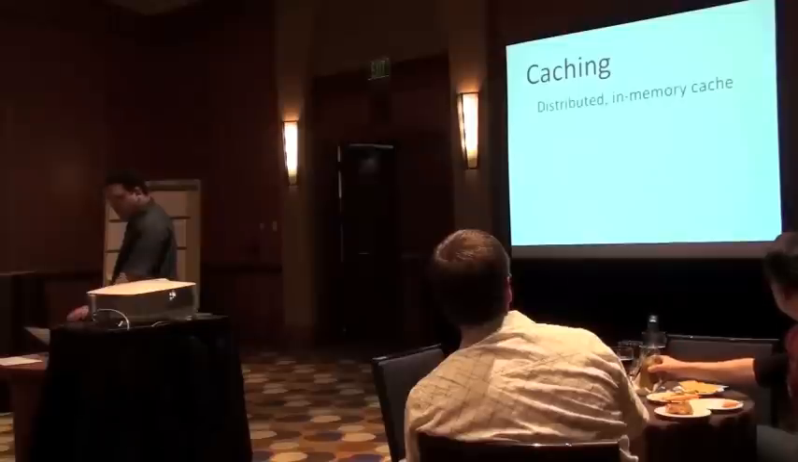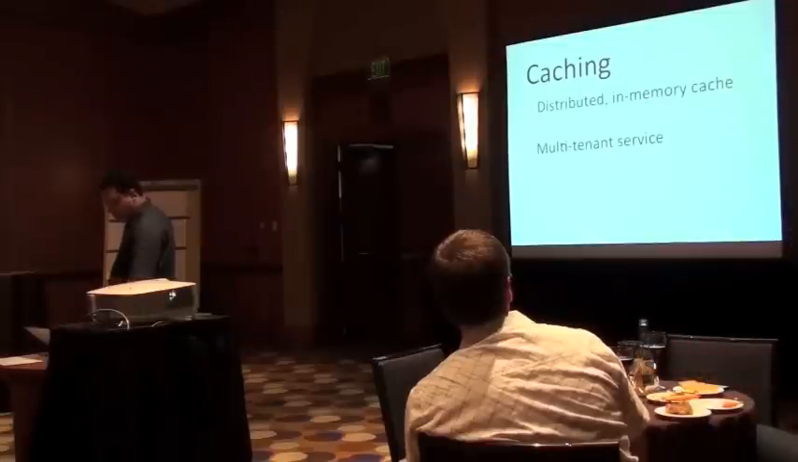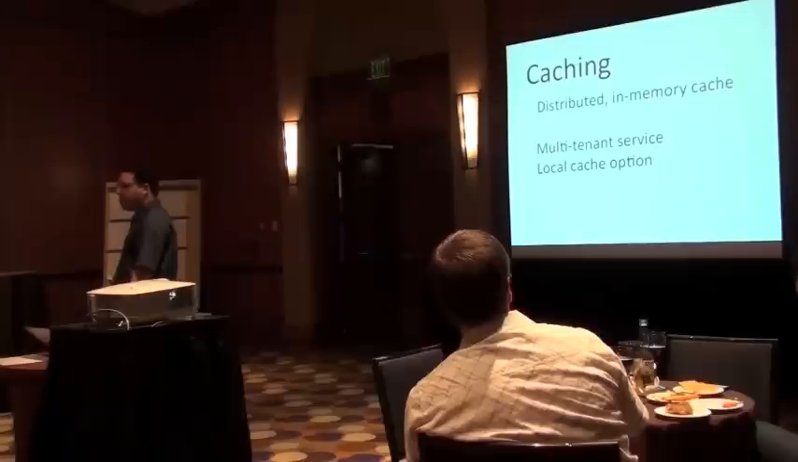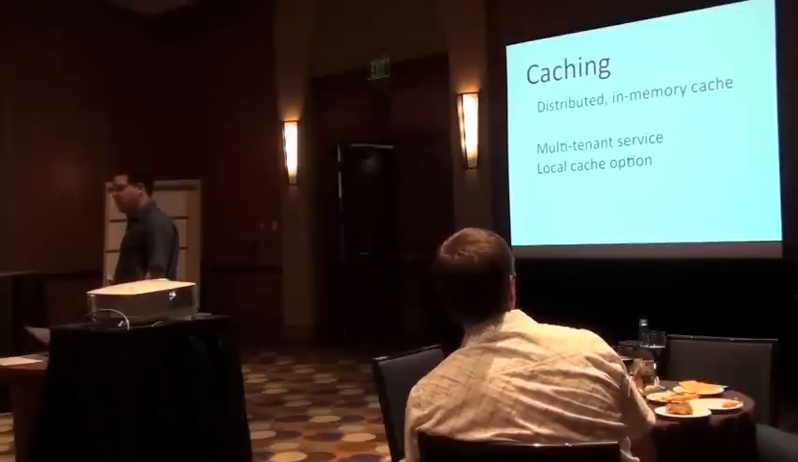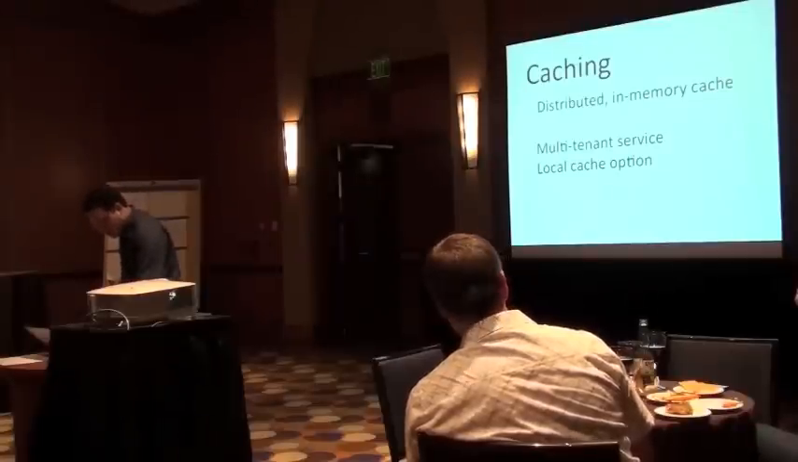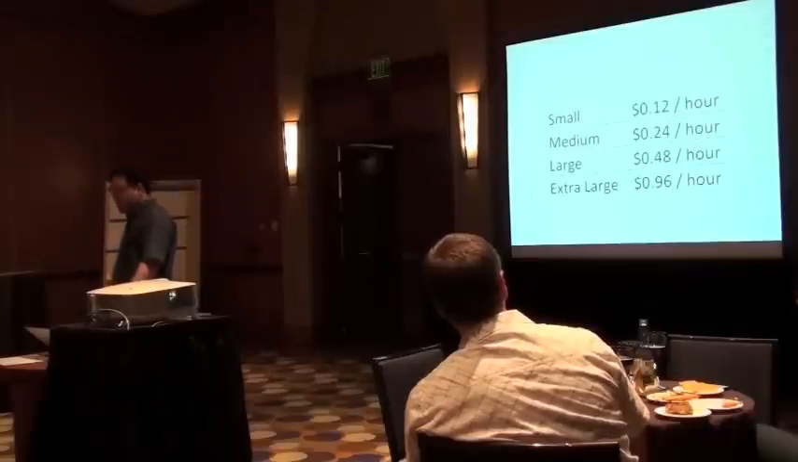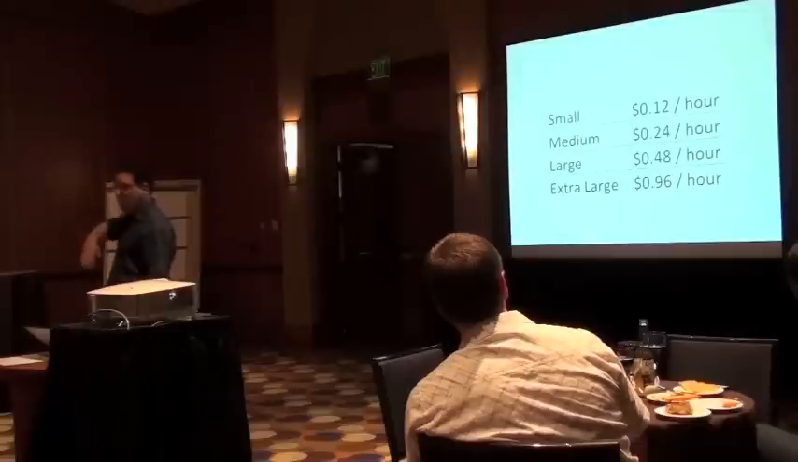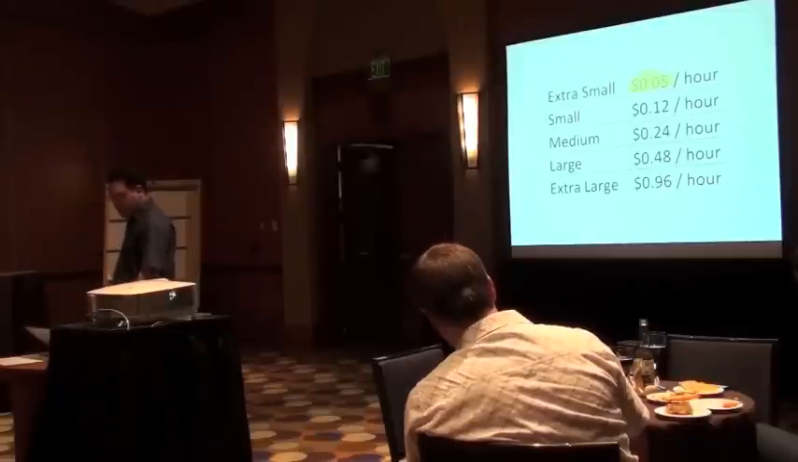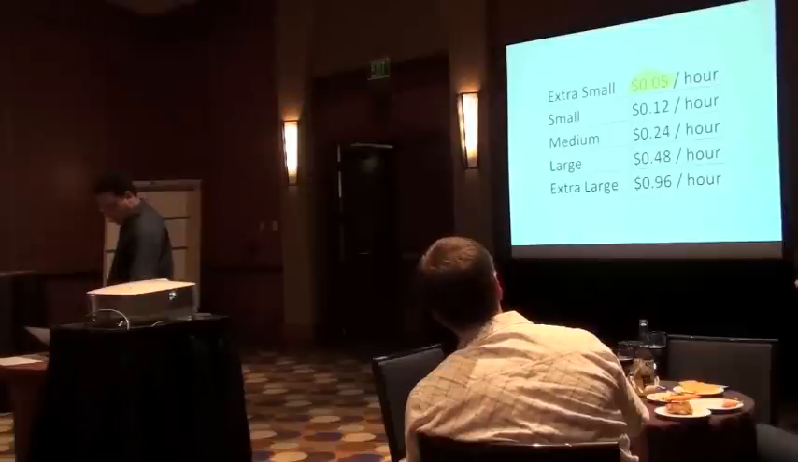We have a distributed in-memory cache in the form of a multi-tenant service. It comes complete with a local cache option, which means you can have as little as 0 milliseconds latency when retrieving things from the cache. That's kind of cool. If we're talking about scale, we've got to talk about sizes of VMs too. We've always had small, medium, large, and extra large, ranging from 12 cents an hour to 96 cents an hour. We've just recently added the extra small instance for a nickel an hour. Where's supersize? Supersize is coming, extra, extra large.